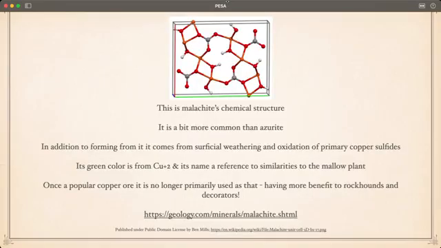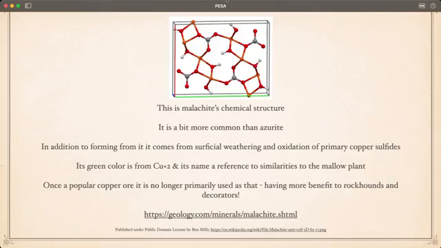Now, that up there is malachite's chemical structure. On the surface, it doesn't look as complicated as azurite. It actually is a bit more common than azurite. In addition to forming from the whole pseudomorph thing, it can also come from superficial weathering and oxidation of primary copper sulfide. So that's why it's more common. It has more sources. Now, its green color is from a Cu+2 ion, and its name is a reference to similarities to the mallow plant, a plant with very deep dark green leaves.